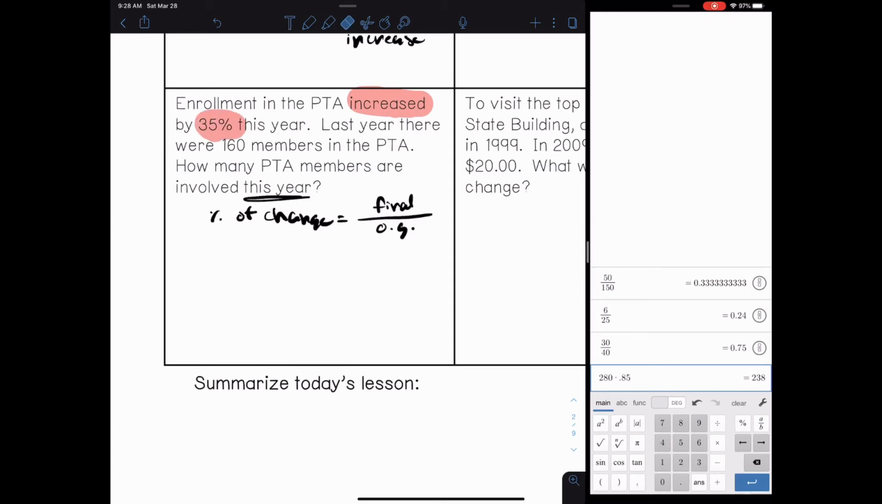Well, how do I write that? How do I write increase 35%? It's going to be 100 plus 35%, right? So this is 135%. Did they give us the final or the original? Since last year there were 160 members, is this number final or original? Well, that is going to be the original, last year.